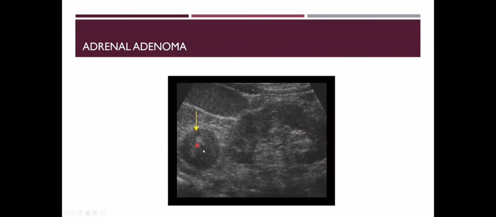And adrenal adenoma, so we have a nice round solid tumor here, superior to the kidney. This one appears right in line with the kidney. Left kidney, because that really looks like a spleen over here, so that's got to be the left kidney. That's pretty cool, and that is that.